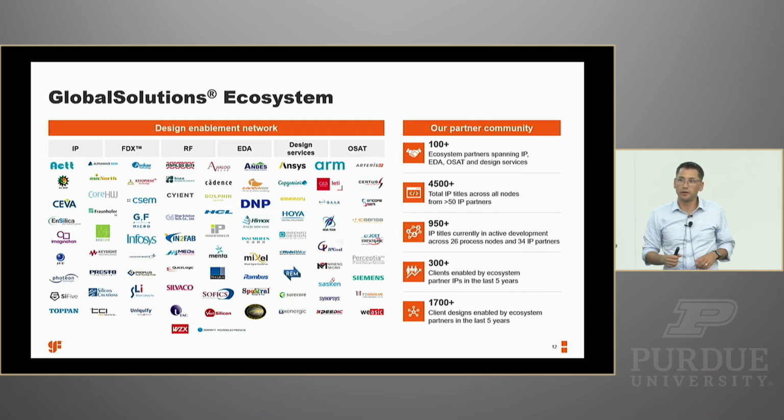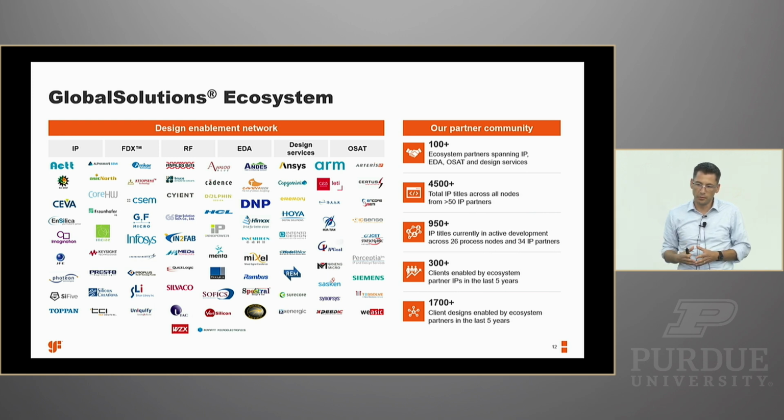So this view here is of the ecosystem of all the different companies and partners that come into play to make a chip. GlobalFoundries has over 100 ecosystem partners producing IP, providing EDA solutions, design services. FDX and RF are more specific technologies where they provide support, and then OSAT would be packaging. So I know Purdue has quite a bit of involvement in advanced packaging. OSAT is involved with packaging. So over 100 partners are involved in our technologies to bring them together with designs.